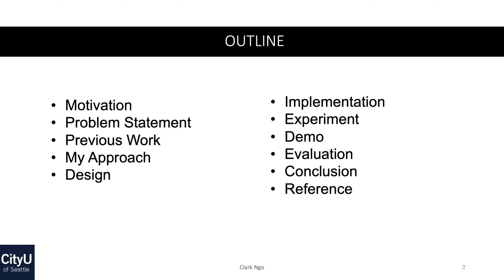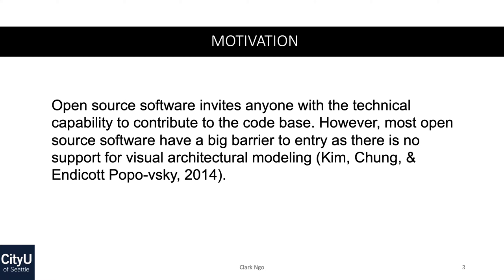This is my outline. Let's skip through this. My motivation is basically, we all have known about open source software. We heard people saying, hey, go open source, go contribute, it's easy, anyone can just join in, make a pull request. However, open source software has a really big barrier, and without any support for visual architectural modeling, people take a large amount of time to understand the code base and be able to contribute to it.